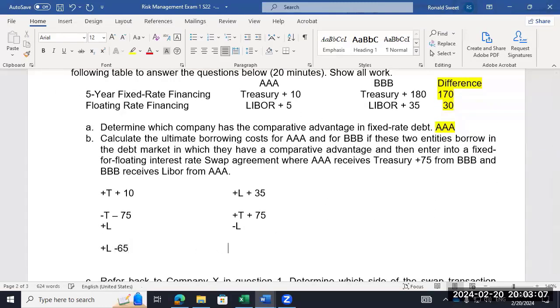And then triple B, the LIBORs go away. So T plus 110. So you take 170 minus 30, that's 140. Take 140, divided by 2, that's 70. So 180 minus 70 gives you 110.